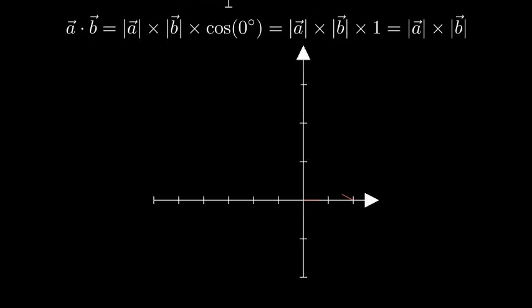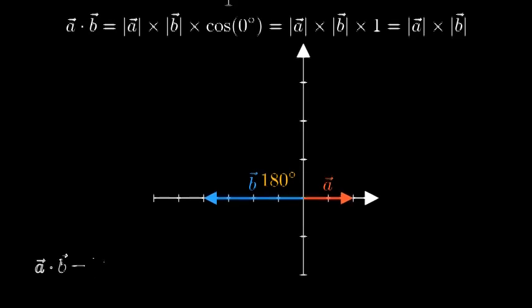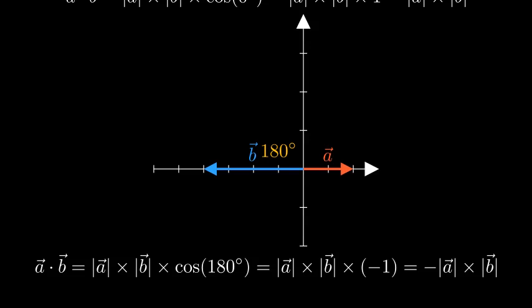When vectors are parallel but in opposite directions, the angle between them is 180 degrees. The cosine of 180 degrees is -1, so the dot product is negative the product of their magnitudes.